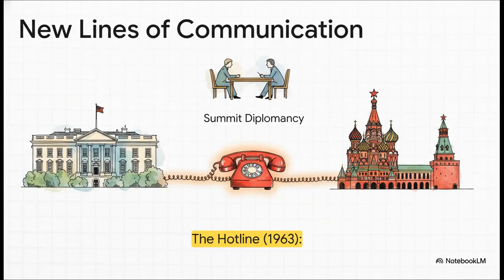A huge piece of the puzzle was just basic communication. They set up the famous hotline. Not a red phone, but a direct teletype link. So the leaders in Washington and Moscow could talk to each other instantly in a crisis. And they started having regular summit meetings. The idea was to eliminate the risk of starting a nuclear war just because of a simple misunderstanding.